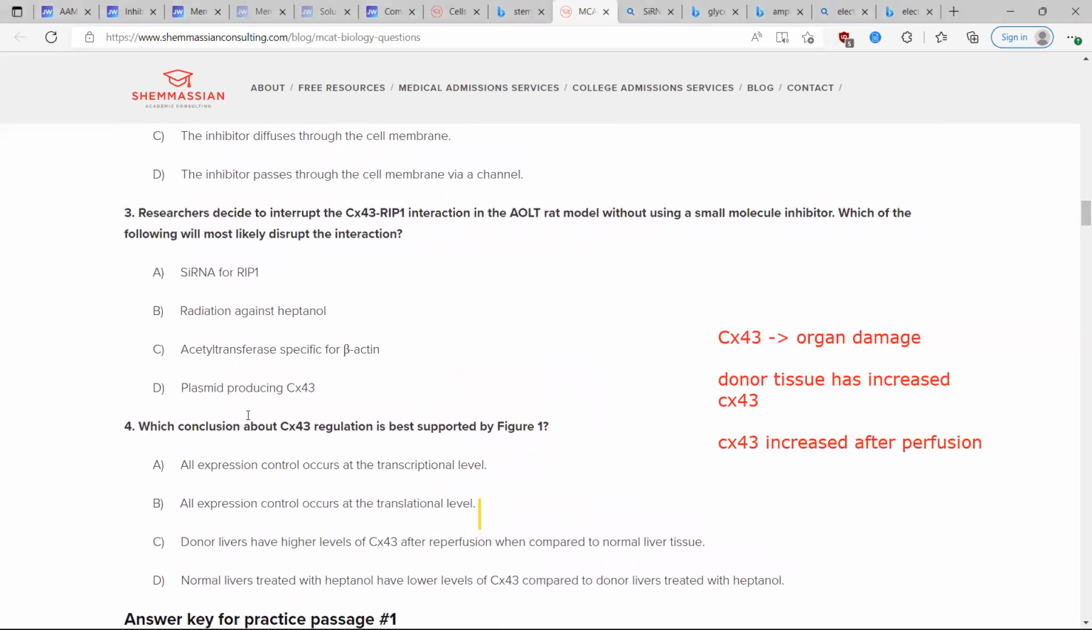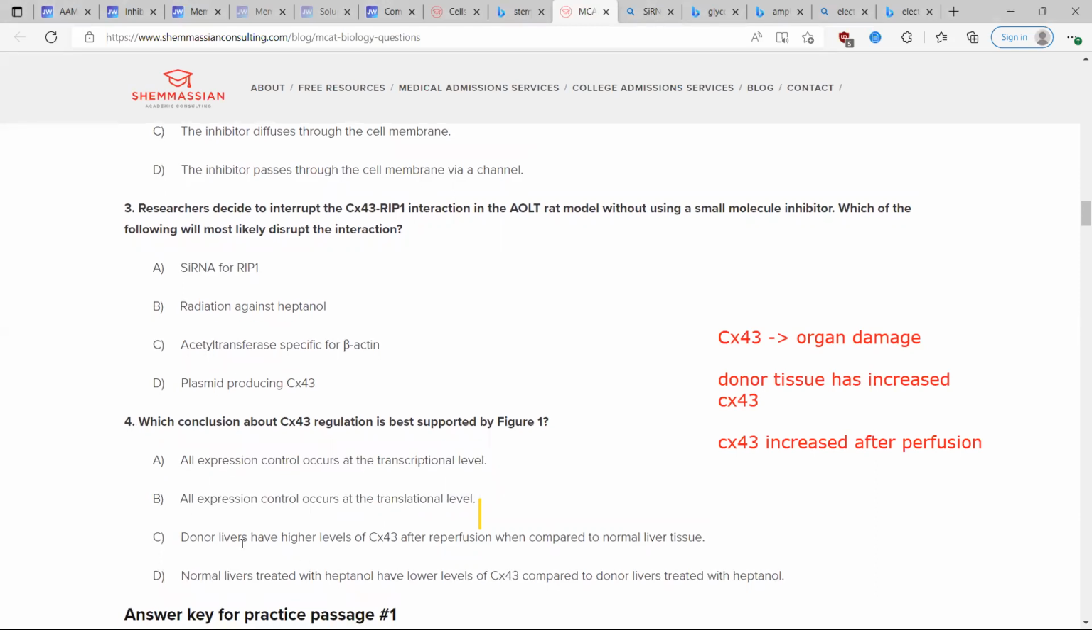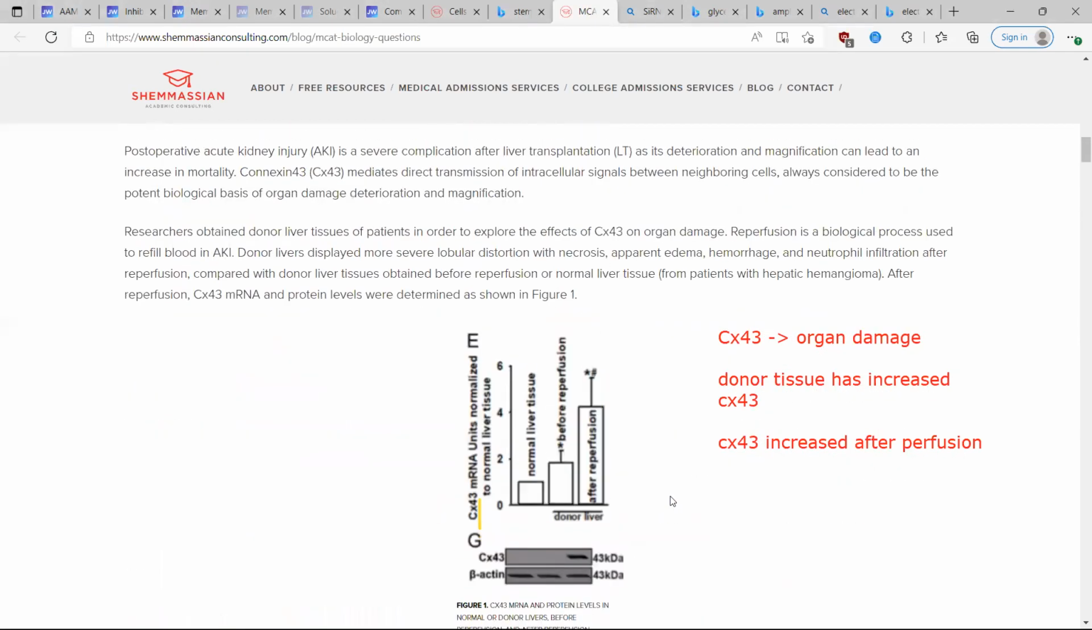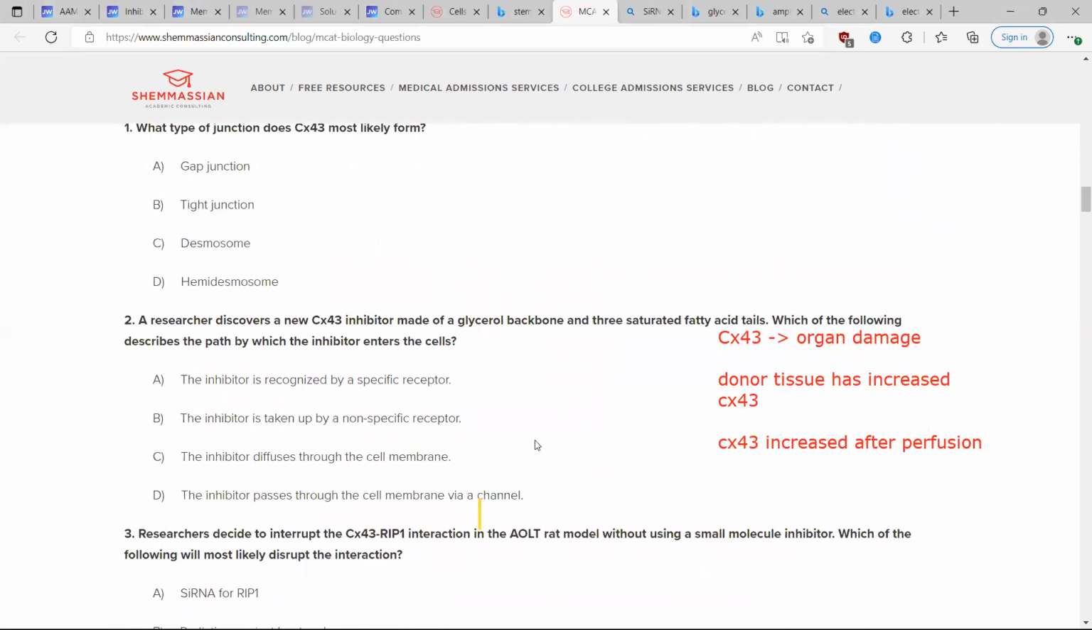Overall, you're asking which conclusion about CX43 regulation is best supported by figure 1, right? And we have this stuff about expression control occurring at the transcription level or translational level. Donor livers have higher levels of CX43 after reperfusion when compared to normal liver tissue. That's actually what we saw, right? Because the CX43 increased after reperfusion, right? And that's exactly what we saw. The donor liver has increased CX43 compared to the normal liver tissue.